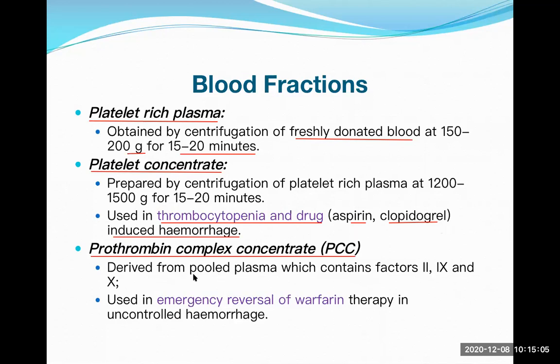Another blood fraction is prothrombin complex concentrate. It is derived from pooled plasma, which contains factor 2, factor 9, and factor 10. And it is also used in emergency reversal of warfarin therapy in uncontrolled hemorrhage. That is called warfarin-induced hemorrhage. Okay. Not commonly used in clinical practice.